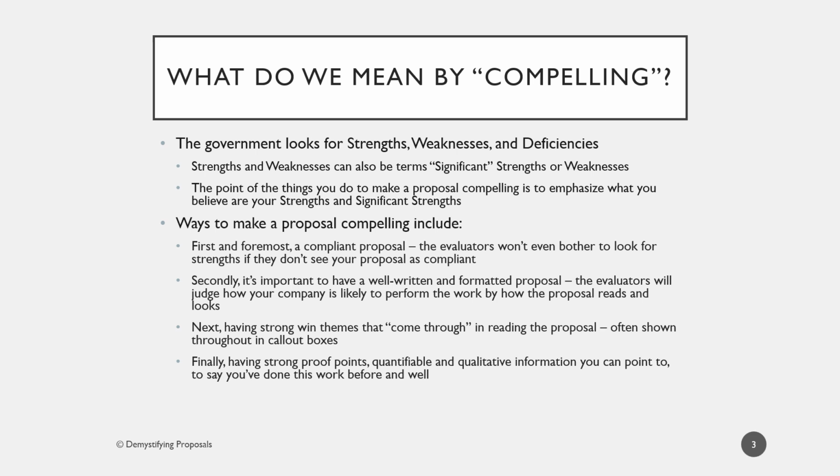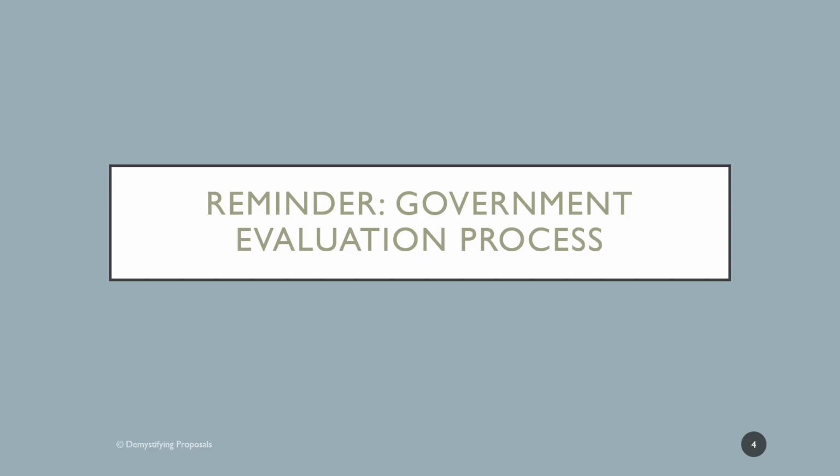Next, having strong win themes that come through in reading the proposal, often shown throughout the proposal in call-out boxes. And finally, having strong proof points, quantifiable and qualitative information you can point to say you've done this work before and well. As a reminder, here are a couple of slides on the government evaluation process.